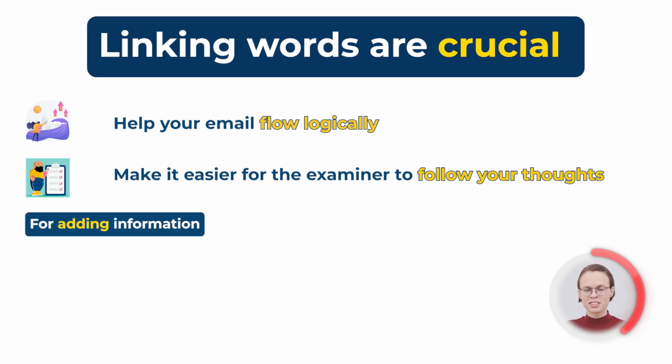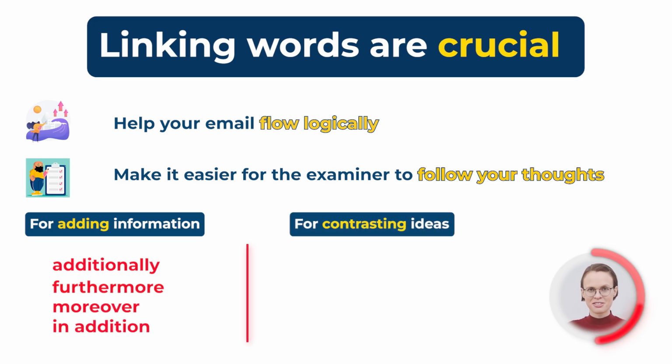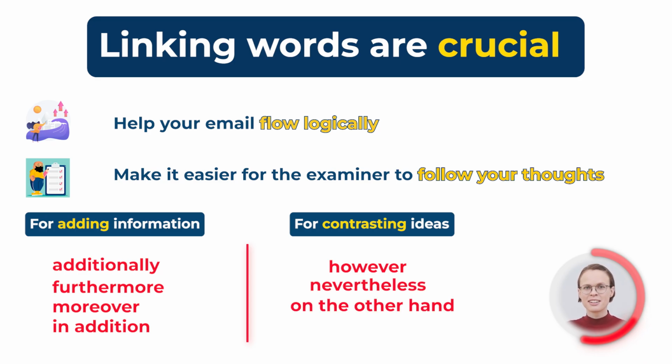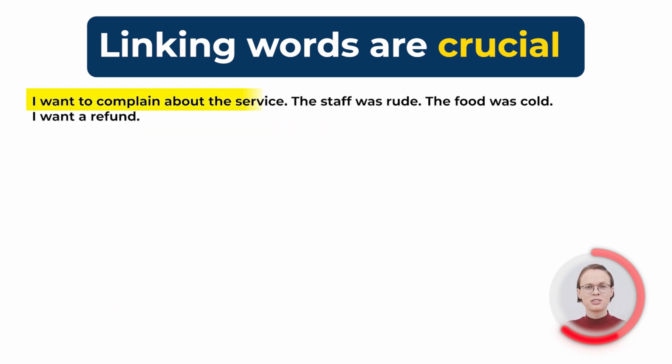For adding information, you can use words like additionally, furthermore, moreover, or in addition. For contrasting ideas, try however, nevertheless, on the other hand, or despite this. Let's compare 2 examples. I want to complain about the service. The staff was rude. The food was cold. I want a refund. Now, check this out.